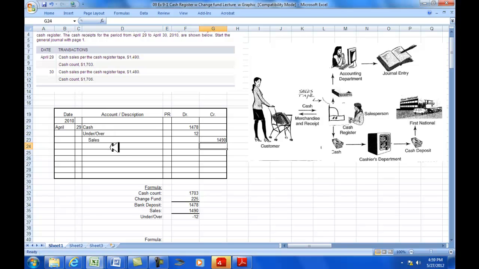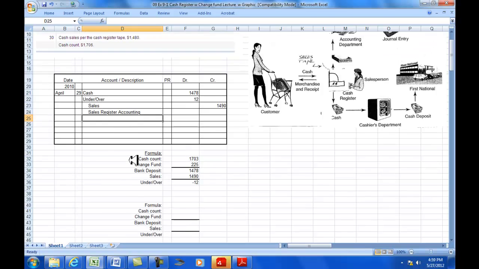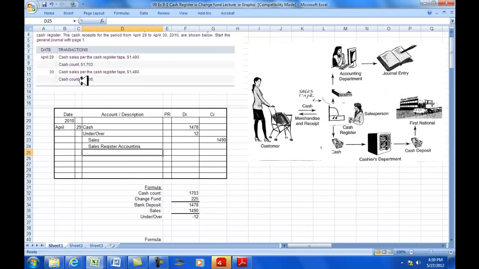So there we have the sales. That's my explanation there, and that's for the 29th. Then we would continue with this for the next day and do it exactly the same way.